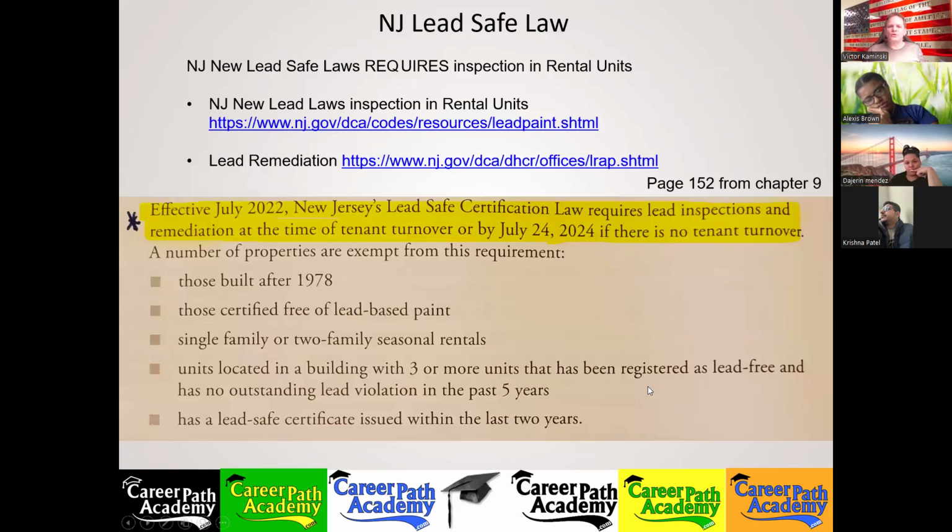According to New Jersey's new lead safe law, inspections are required from the state of New Jersey, not for the federal law, but for the state of New Jersey, for any property built prior to 1978. So anytime you have a tenant turnover, you've got to have it inspected.